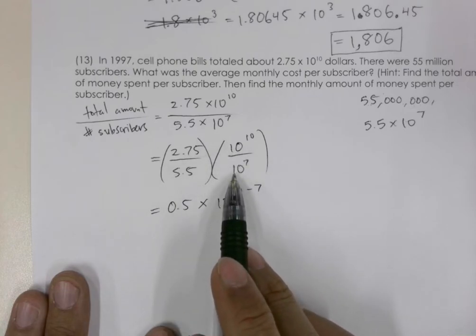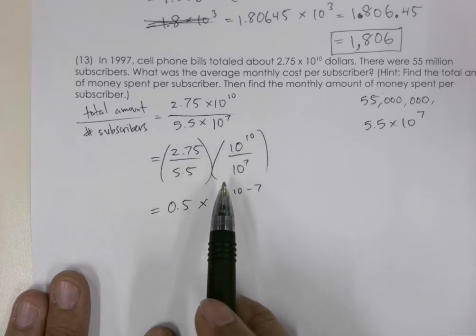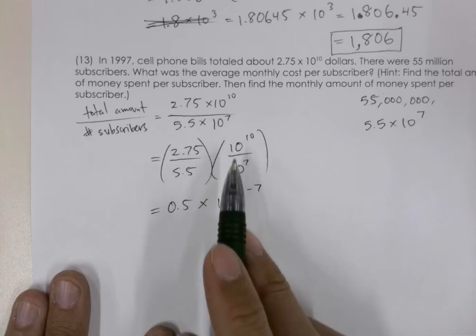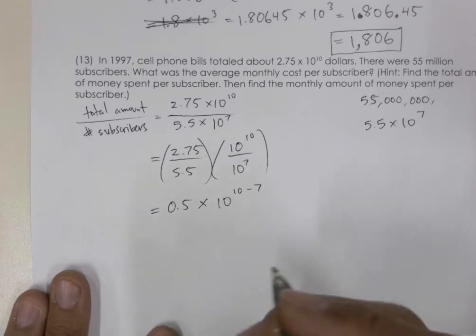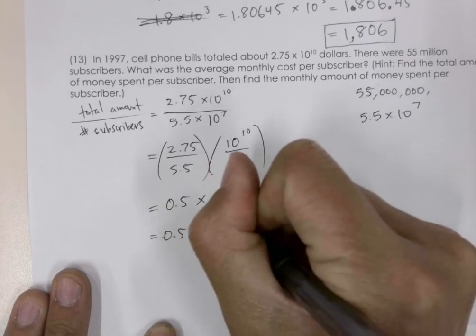The quotient of powers property tells us we take the power of the numerator subtracted by the power of the denominator if we have the same base, which we do. And this is what we get. So we're going to get 0.5 times 10 to the power of 3.